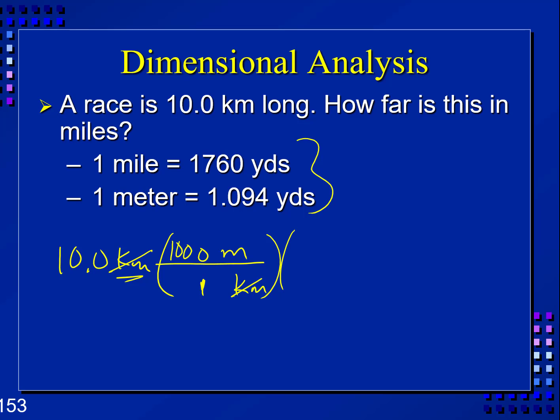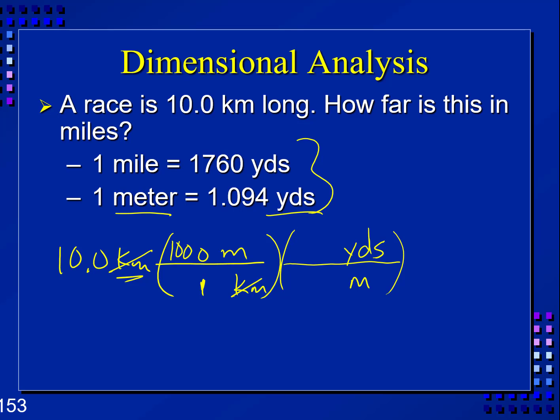But that's not the unit I want. So what unit do I want to get rid of? What I got left, meters. Where's it going to have to go so I can get rid of it? It's going to have to go on the bottom. What can I turn meters into? I can turn meters into yards, because it says so right there.